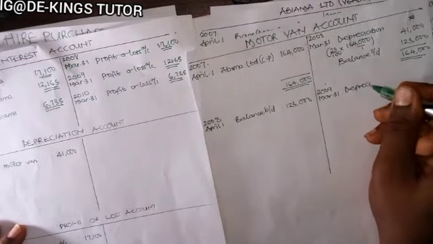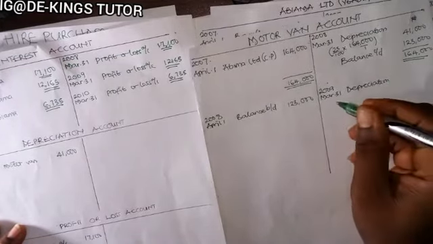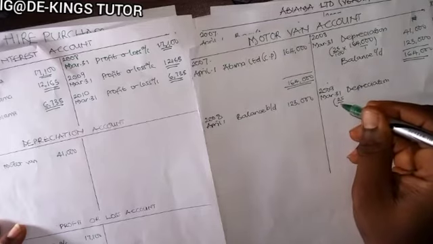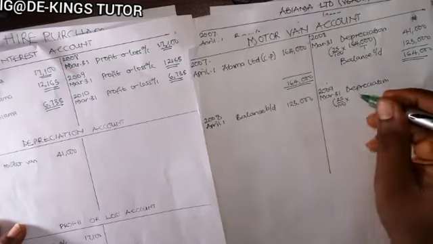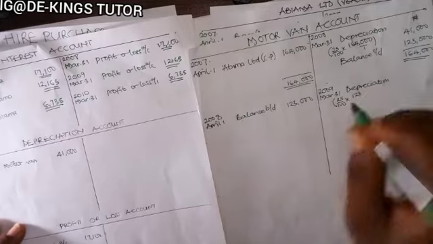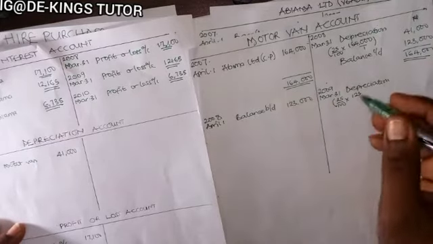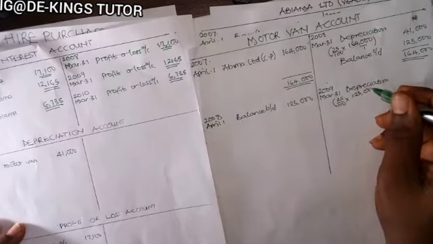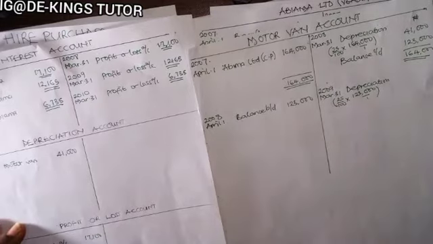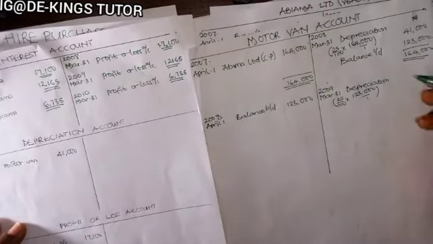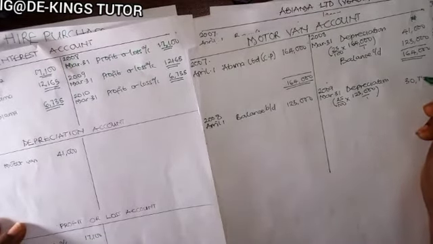So depreciation will be 25% on this balance. Had it been the straight line, it would be on the cost, but now it will be on the reduced balance. So 25% on this will give us 30,750.